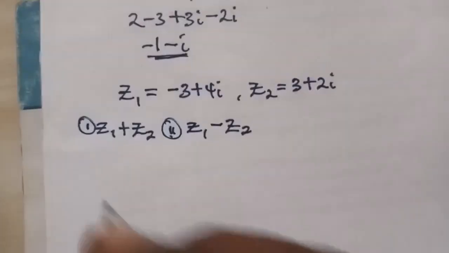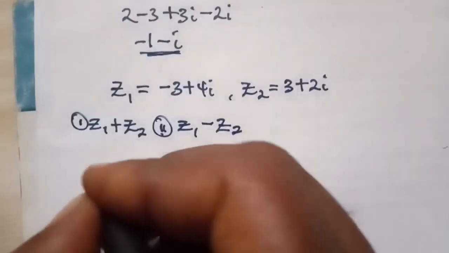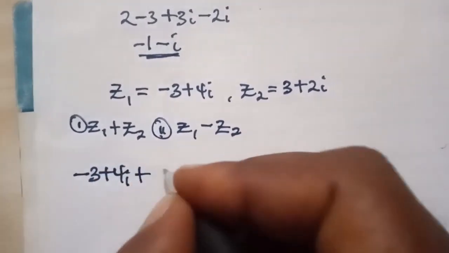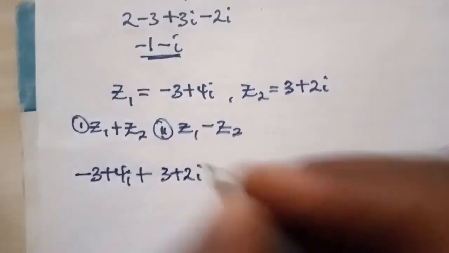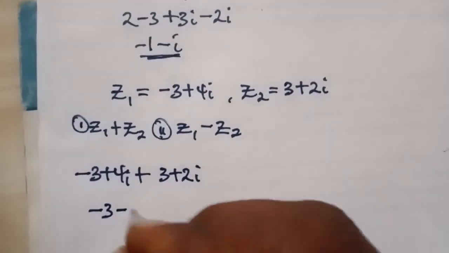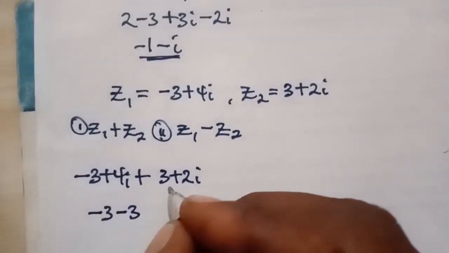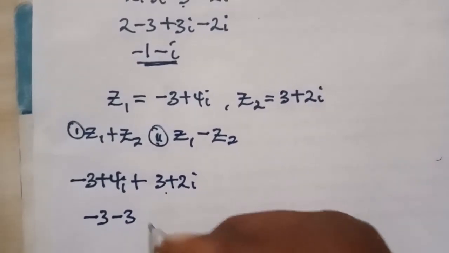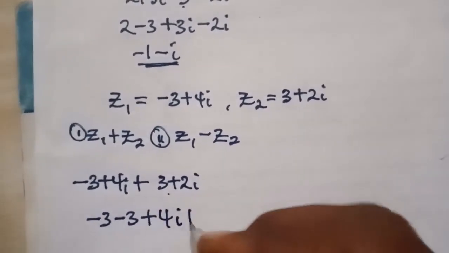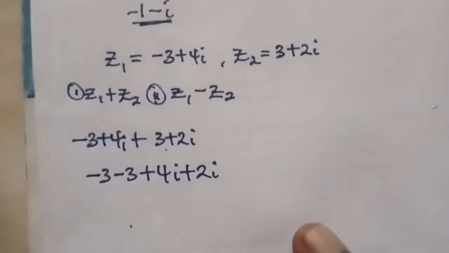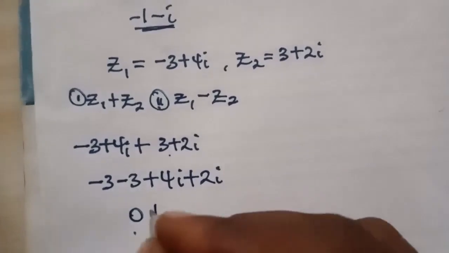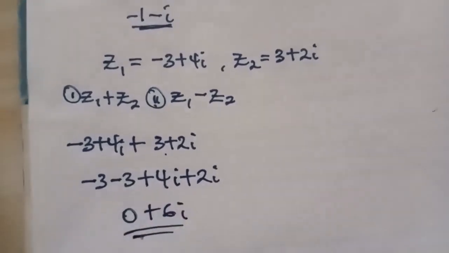So let's go. z1 plus z2 becomes minus 3 plus 4i plus 3 plus 2i. So you collect like terms. Minus 3 plus 3, that's this and this. Then plus 4i plus 2i. The answer becomes 0, then plus 6i. That's the answer.